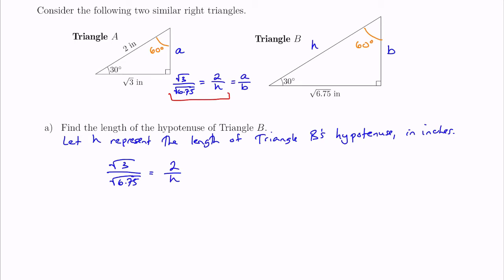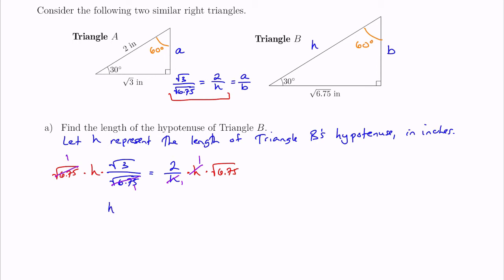To solve this equation for h, I will clear fractions by multiplying both sides of the equation by h and by the square root of 6.75. When we multiply h times the square root of 6.75 by both sides, on the right side the h's will cancel. On the left side, the square roots of 6.75 will cancel.